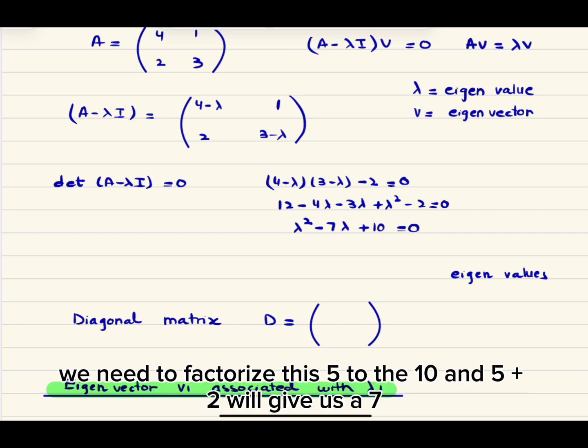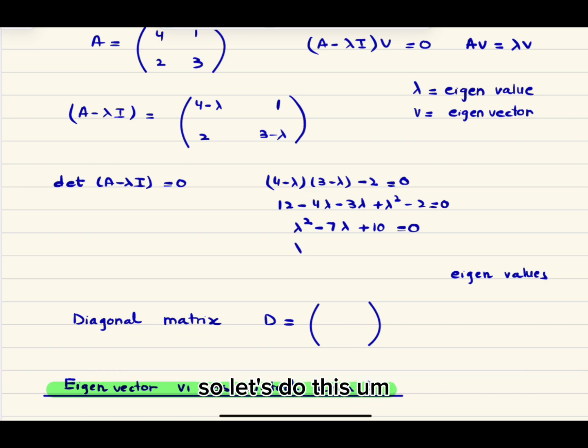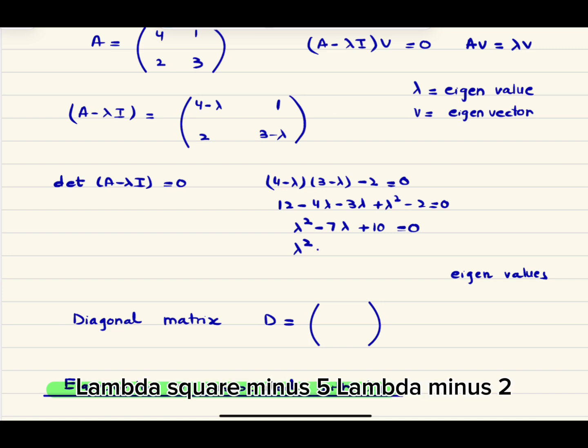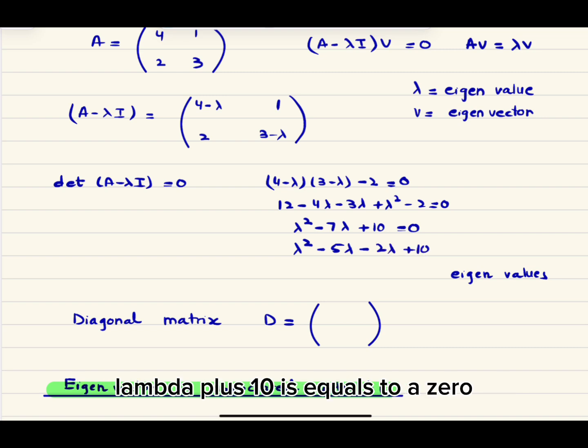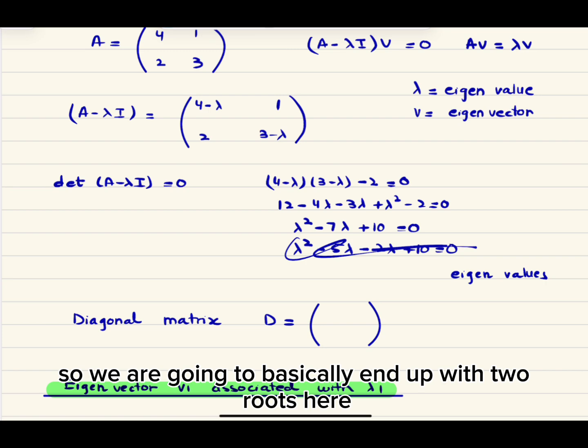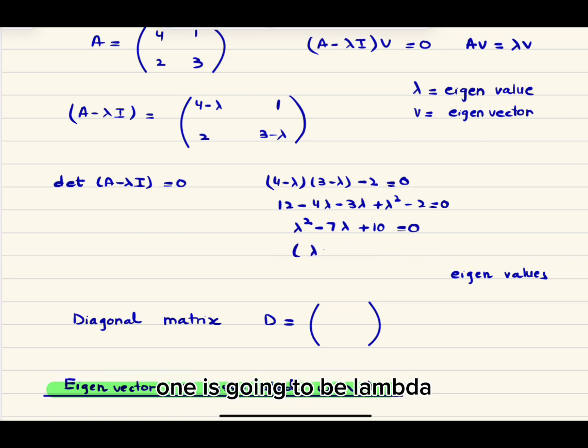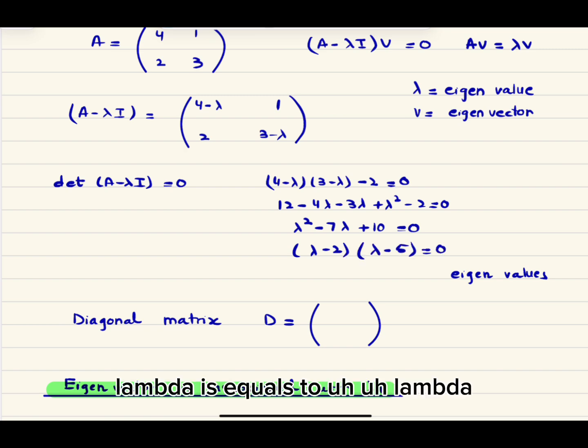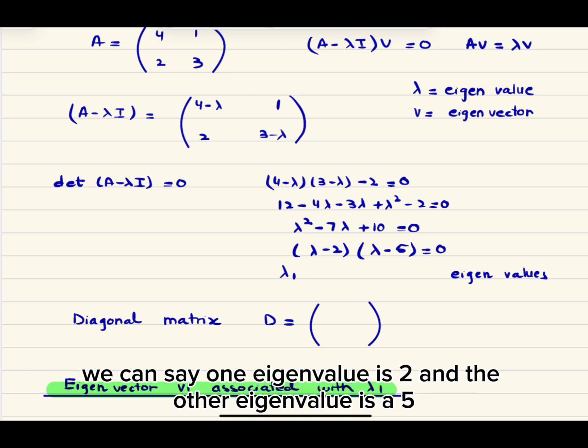We need to factorize this. 5 twos are 10, and 5 plus 2 will give us 7. So let's do this. Lambda squared minus 5 lambda minus 2 lambda plus 10 equals 0. So we are going to basically end up with two roots here. We can say one eigenvalue is 2 and the other eigenvalue is 5.